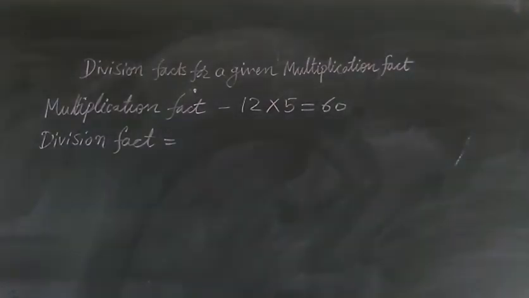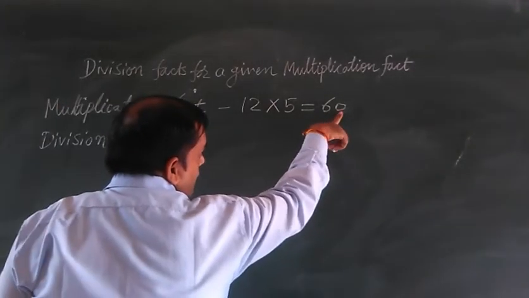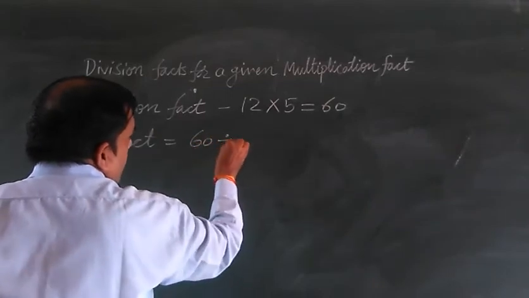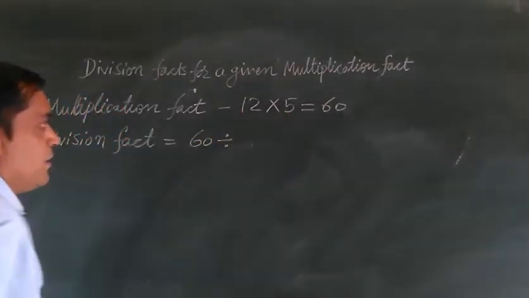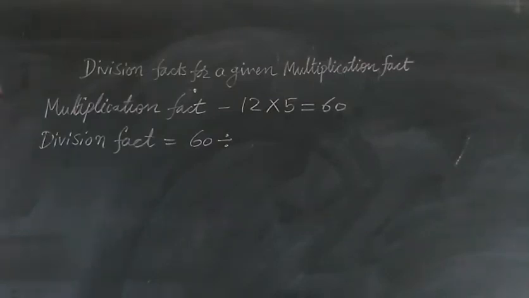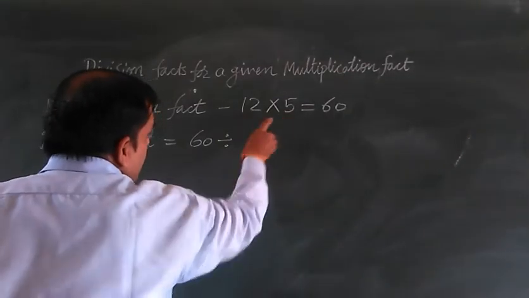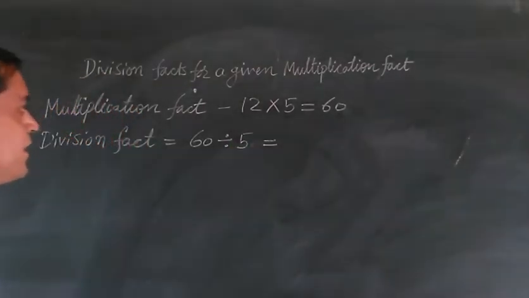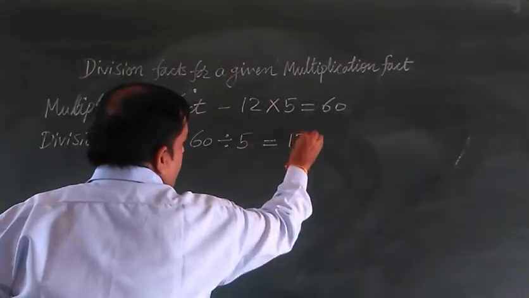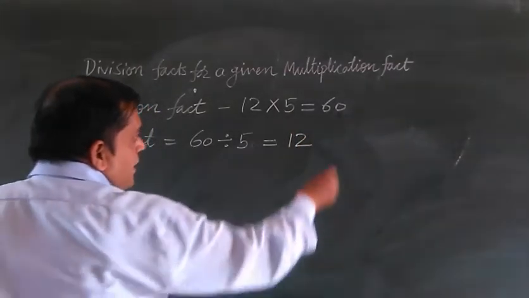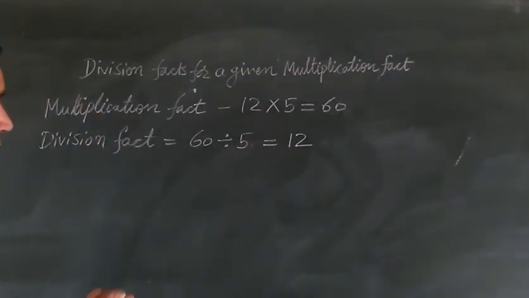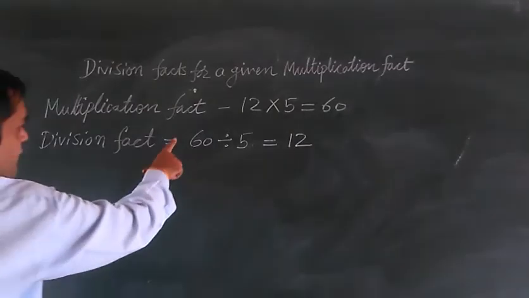The division fact means our answer 60 is divided by any factor of the multiplication. If we divide by any of the factors, suppose we divide by 5, what remains is 12. It means we can say the factors of 60 are 12 and 5, or 12 multiplied by 5 we get 60. So it is the division fact.